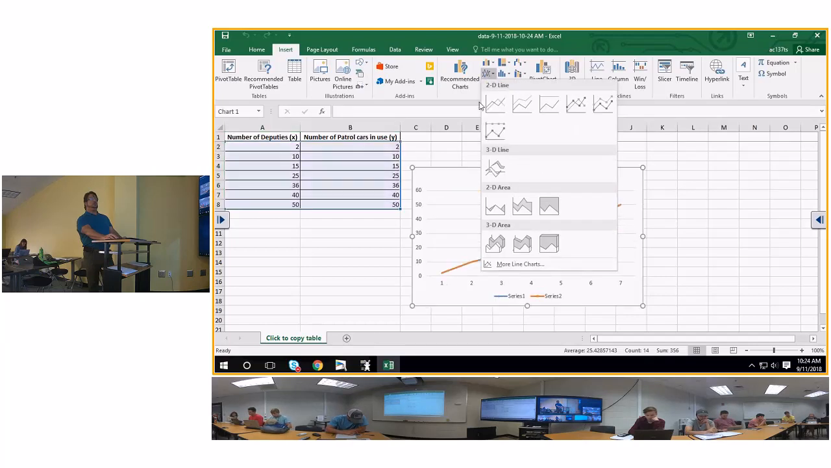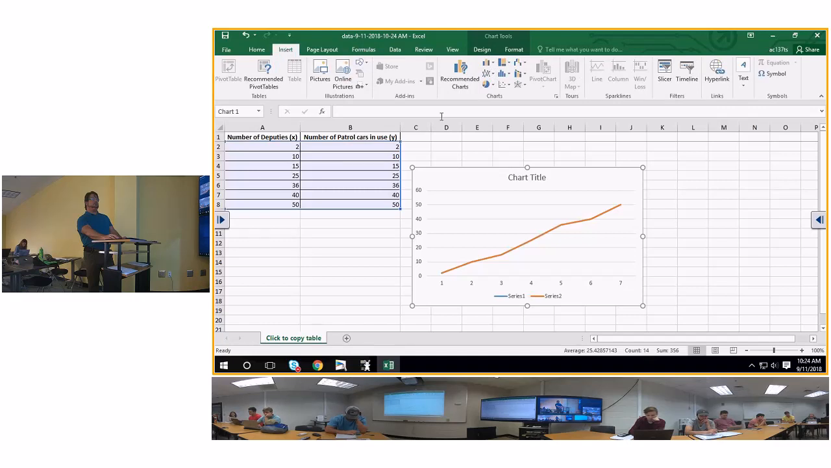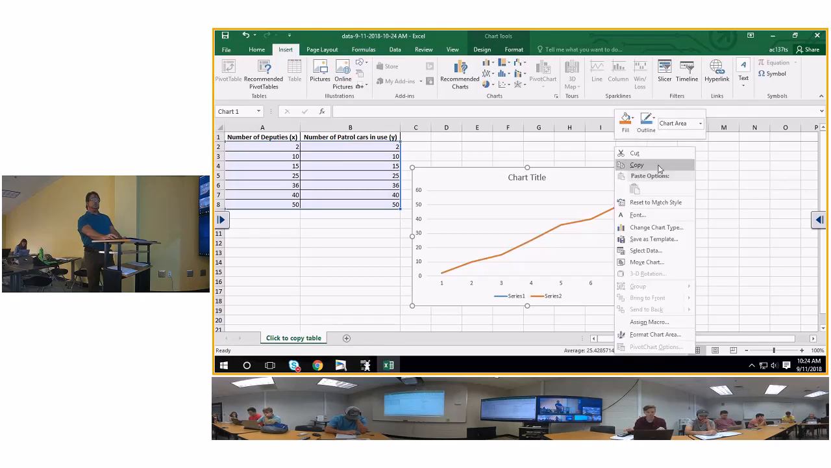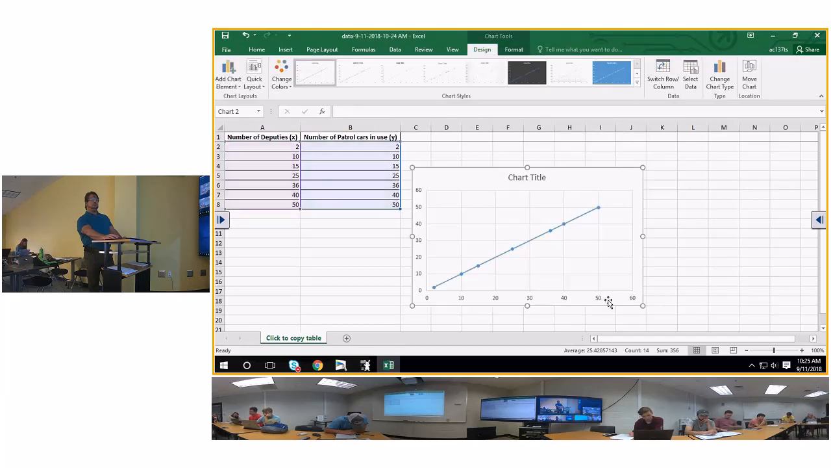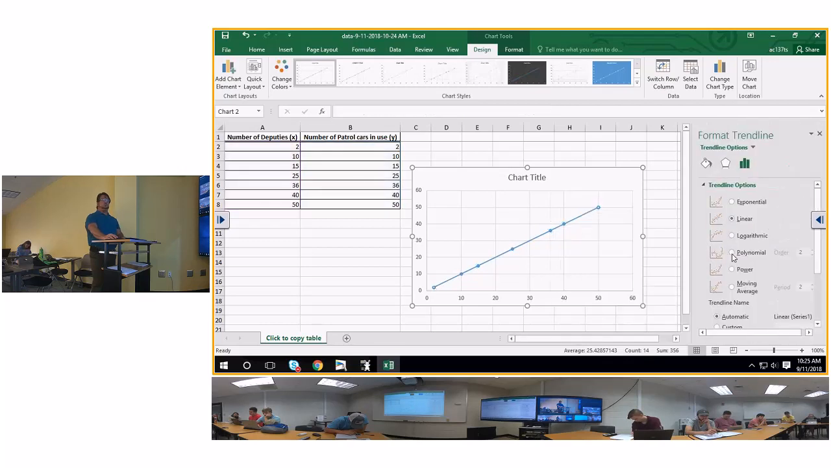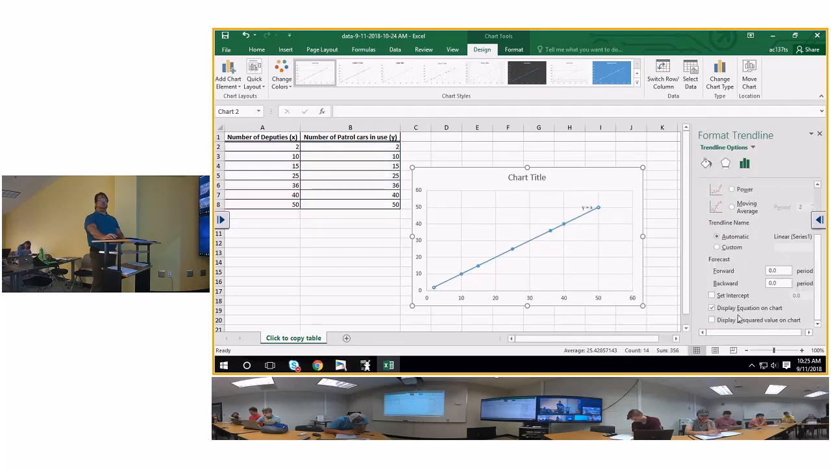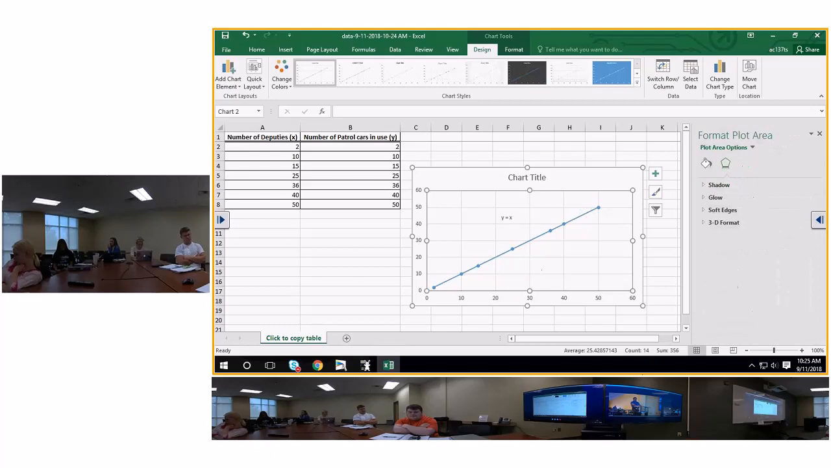There's one, 3D. No, not 3D. Well, that's not what I want either. I should have just picked what I needed to pick. Let's see, delete. Cut. Let's go back to Insert. I want to do a line chart, but there we go. And then right click on one of the data points. Go to Add Trend Line. Go down to the bottom, Display Equation. There you go.